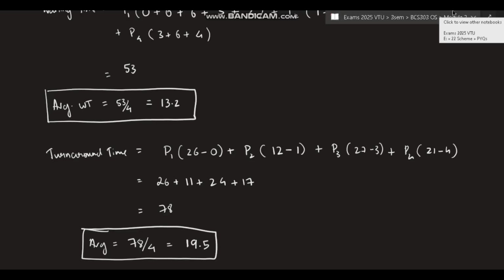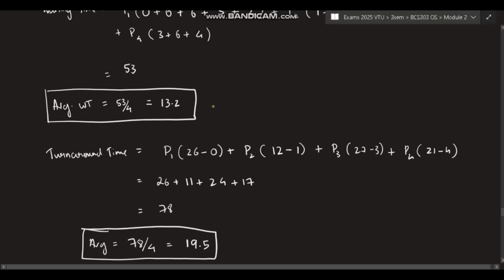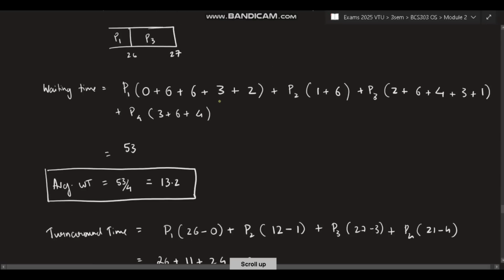After getting the answers, we'll just add them up. So you get the point right here. It is not 24, it is 25, and this is not 17, it is 18. So it will become plus 1 plus 1, so totally 80. 80 by 4, it will become 20. So it is not 19.5, it is 20. So average turnaround time is 20, and average waiting time, let's discuss.